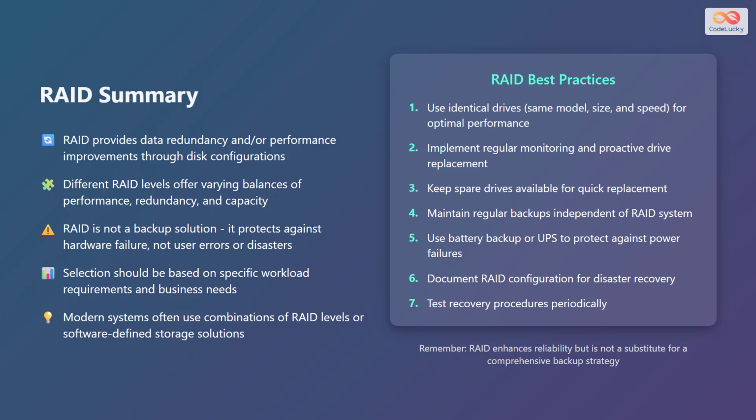Now let's talk about some of the best practices of RAID systems. You should always use identical drives for optimal performance. Implement regular monitoring and proactive drive replacement. Keep spare drives available for quick replacement. Maintain regular backups independent of RAID system. Use battery backup or UPS to protect against power failures. Document RAID configuration for disaster recovery. Test recovery procedures periodically. Remember, RAID enhances reliability, but is not a substitute for a comprehensive backup strategy.